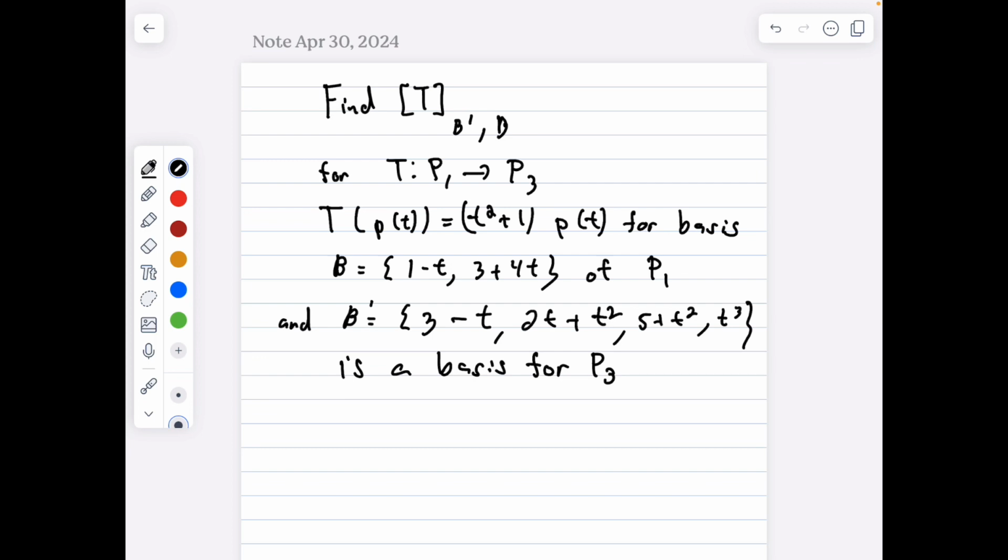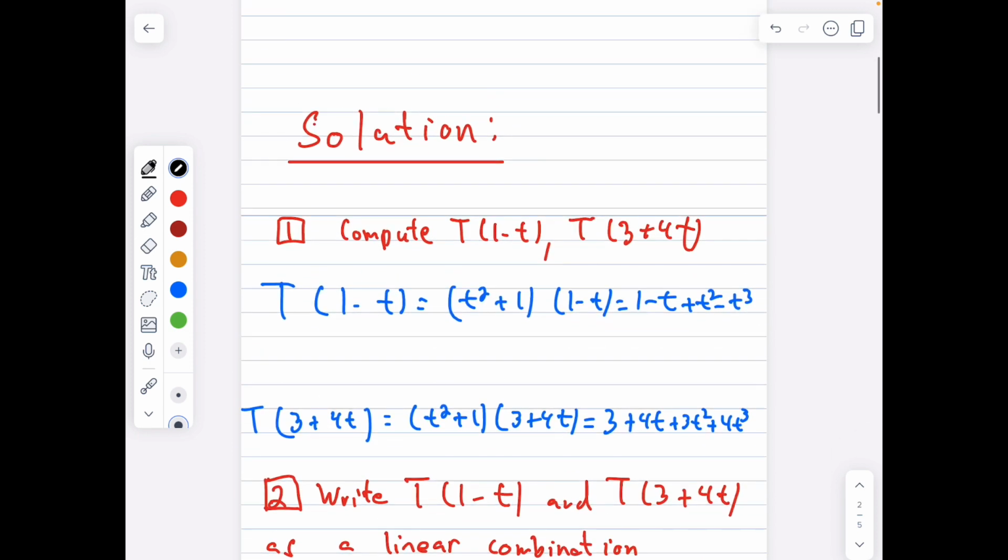So essentially you take your polynomial of degree 1 or less, put it into your transformation, and multiply it by t squared plus 1, and that results in a polynomial of degree 3 or less. Then we have two bases here. B is 1 minus t, 3 plus 4t, which is a basis for P1. And B prime is 3 minus t, 2t plus t squared, 5 plus t squared, and t cubed, which is a basis for P3. So how do I find this matrix?